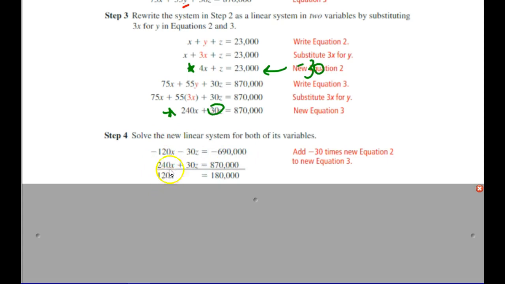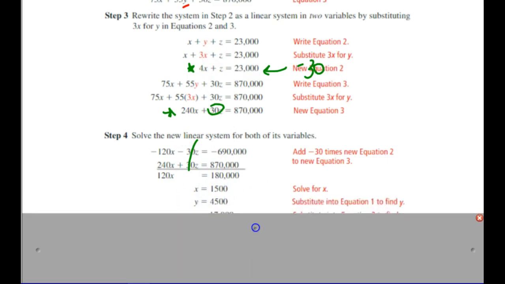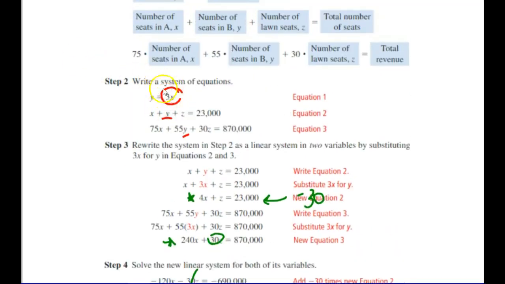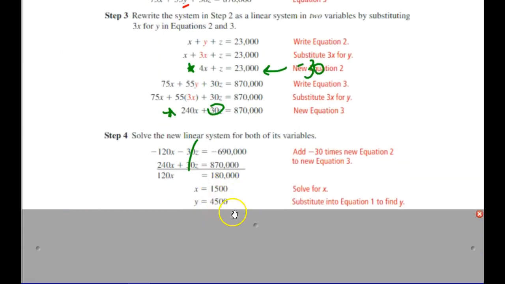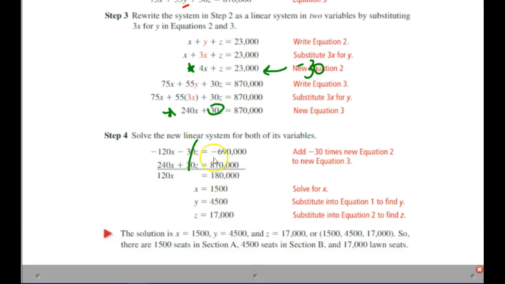So now I add both of my equations together. So these go away, and I end up with 120x equals 180,000. Then I divide both sides by 120, and I end up with x equals 1,500. So I know that there are 1,500 seats in Section A. From there, I can just substitute back into equation 1, right? Because here I just had x and y. If I find out what x is, just plug that in and solve for y. So that's where I end up with y equals 4,500. Now I have x and y, and I can pick any of my original equations and solve for z. So now I have all 3 of my variables figured out.